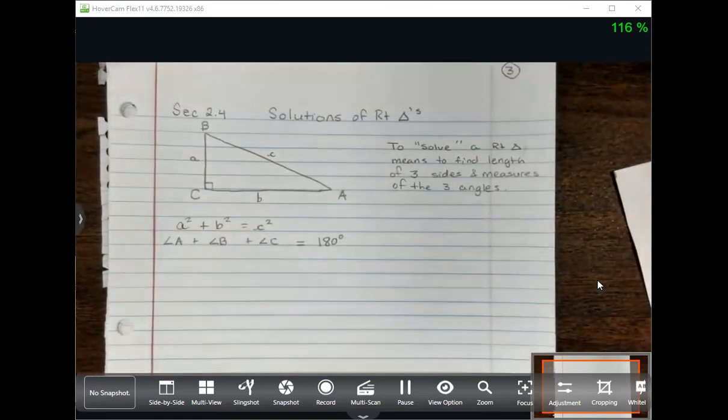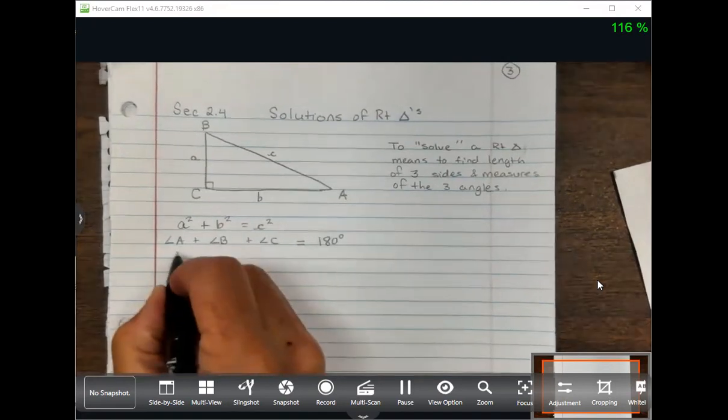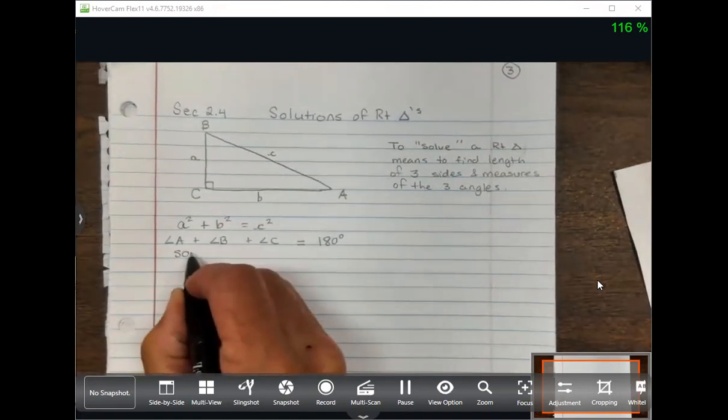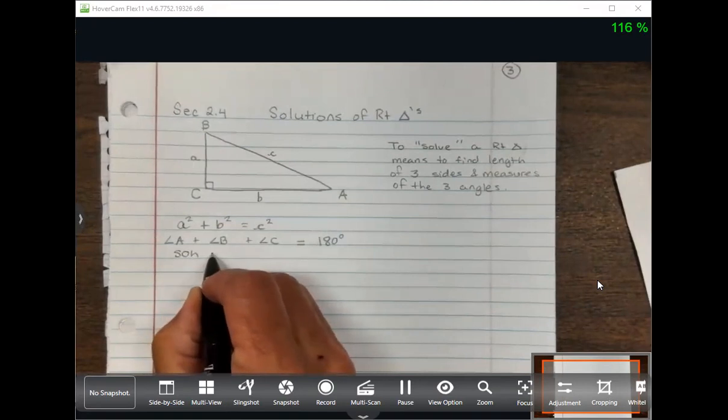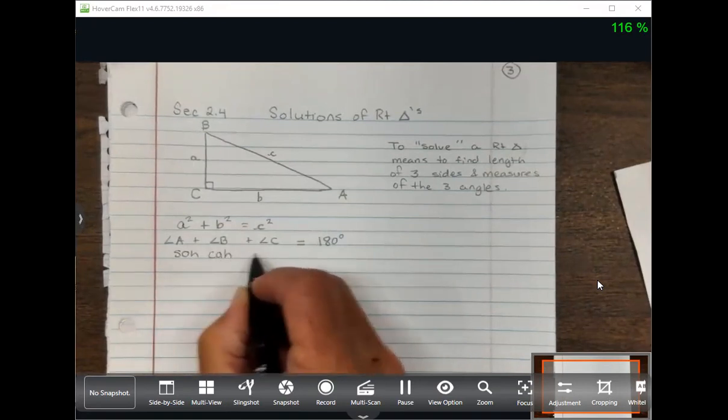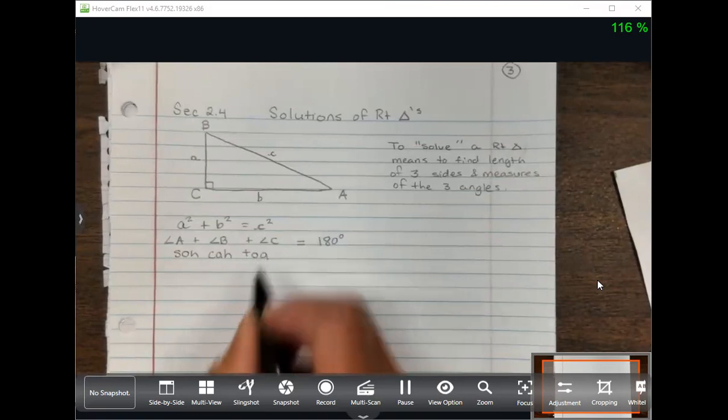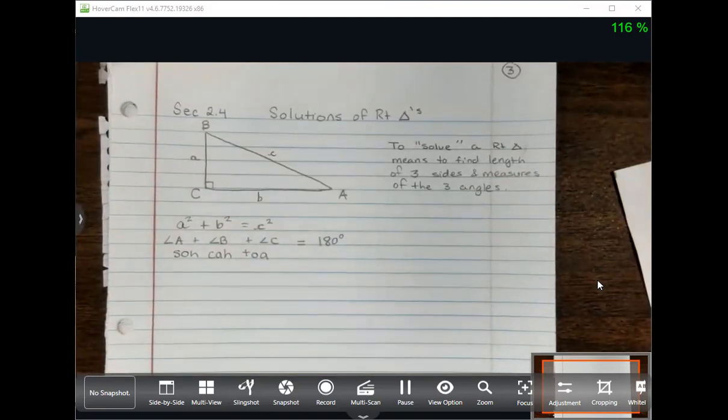Then depending on what you're given, we have the right triangle relationships, that the sine of any of these angles is opposite over the hypotenuse. The cosine of an angle is adjacent over hypotenuse, and the tangent is opposite over adjacent, and so on. So you have your SOHCAHTOA relationship. There's our plan right there on the left-hand side.